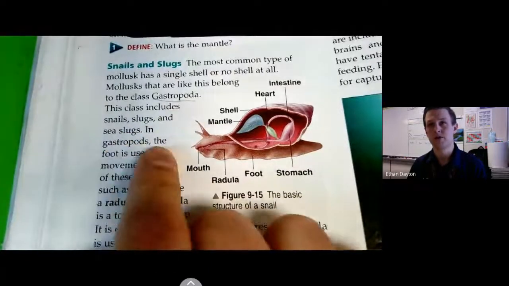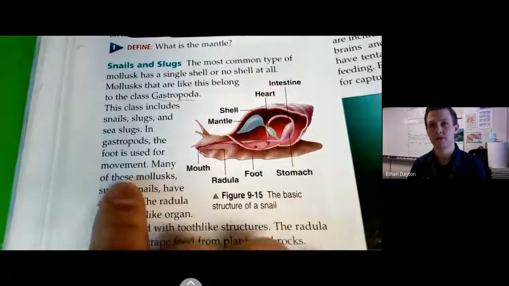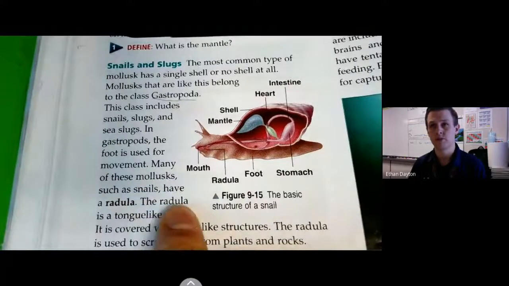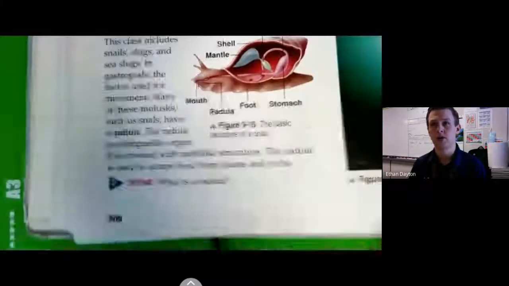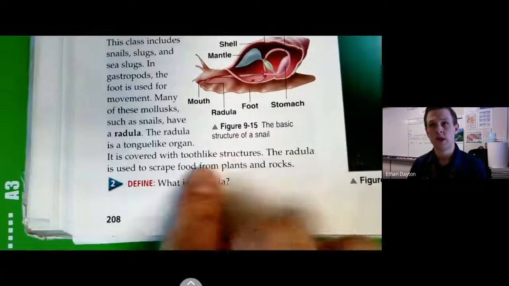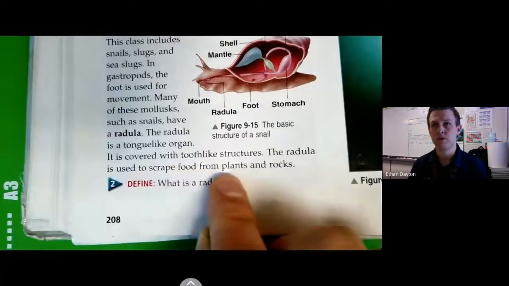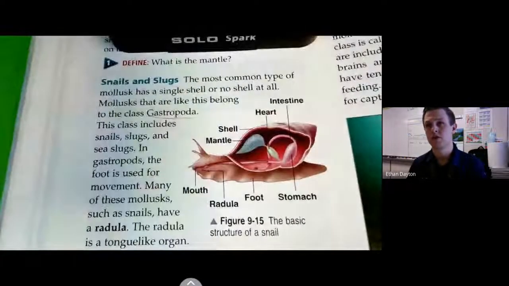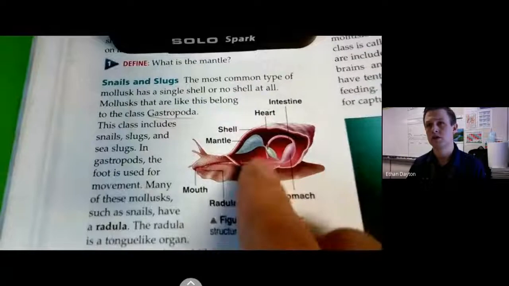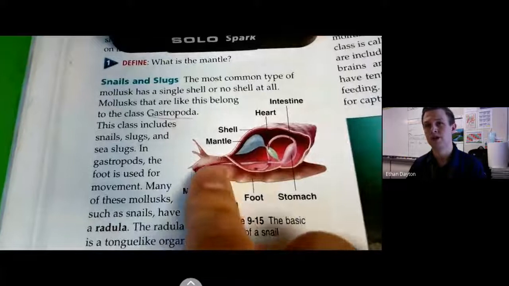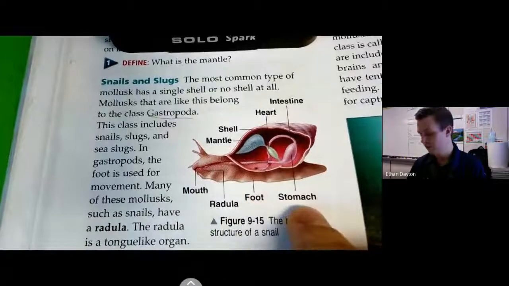In gastropods, the foot is used for movement. Many of these mollusks, such as snails, have a radula. The radula is a tongue-like organ. It is covered with tooth-like structures. The radula is used to scrape food from plants and rocks. And then here is a snail, basic structure. See the mantle, shell, heart, intestine, its mouth with a radula, and foot and stomach.